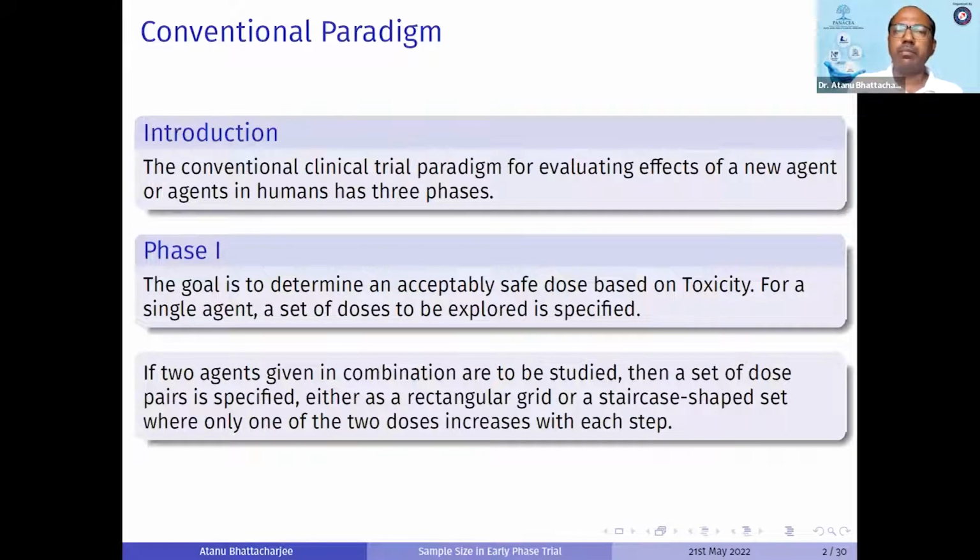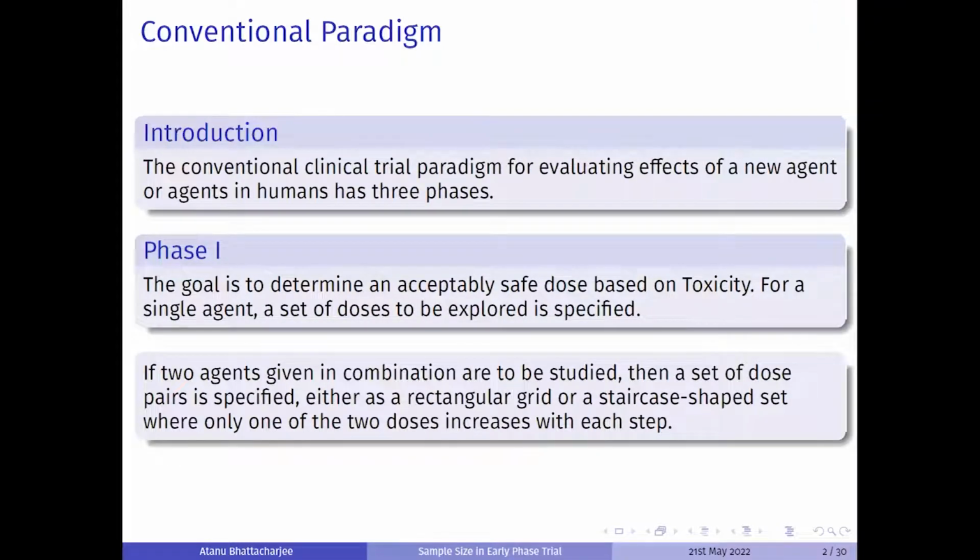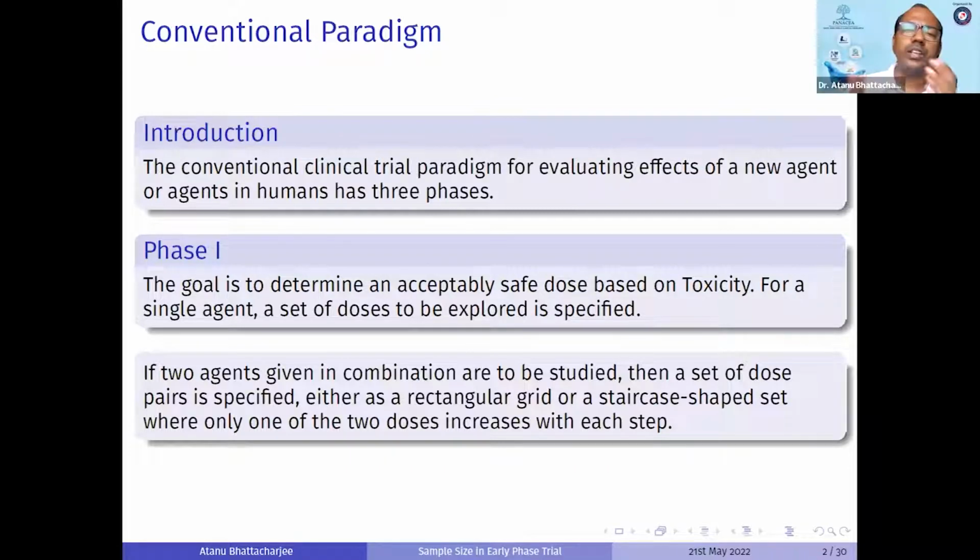So now, let's say the conventional paradigm. Conventional clinical trials evaluating the effect of a new agent or agents in humans have three phases that I already mentioned: phase 1, phase 2, and phase 3. The goal of phase 1 is basically to determine the acceptability of a safe dose based on toxicity. For a single agent, a set of doses is to be explored in a specified manner. If two agents are given in combination, or combined therapy, are to be studied, a set of those pairs is to be specified either as a rectangular grid or staircase shape, where only one dose increases at each step. So what does it mean?